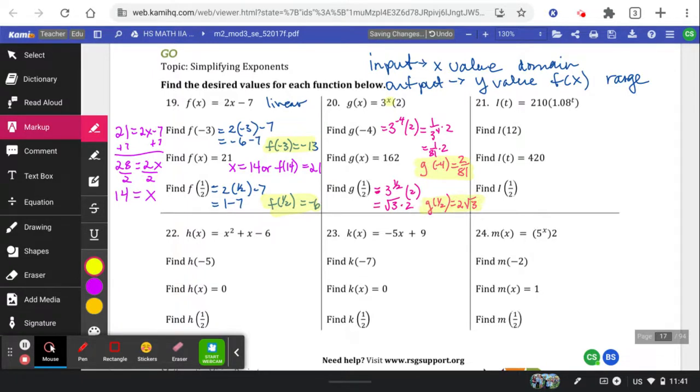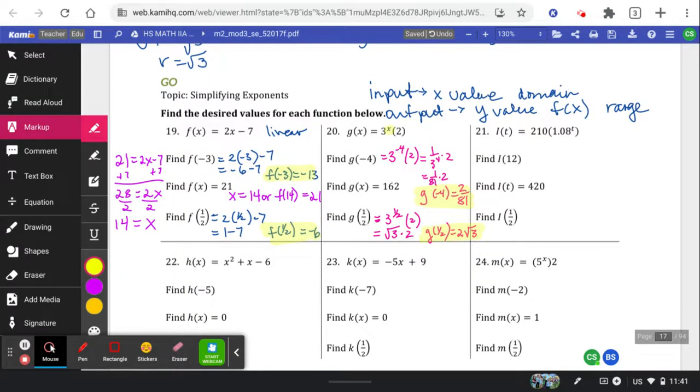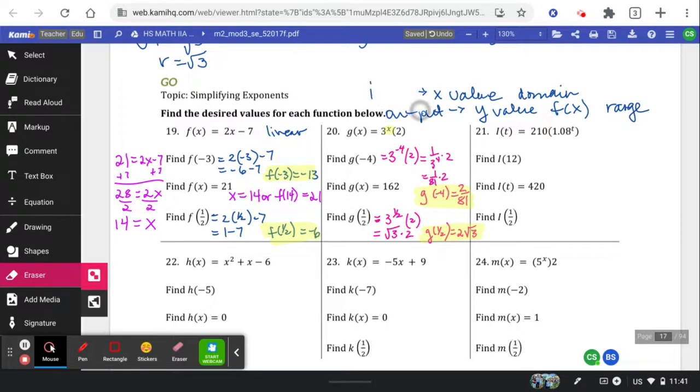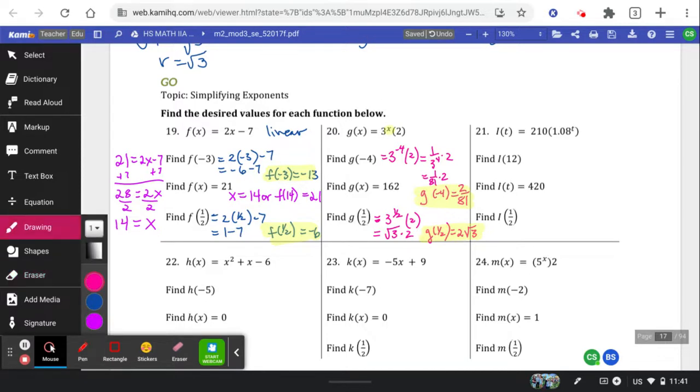All right, the output problem, I'm going to go make space for up here. Say this is number 20, g of x equals 162. So my output is 162, and my function is 3 to the power of x times 2.